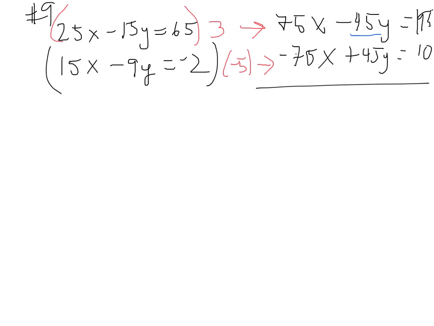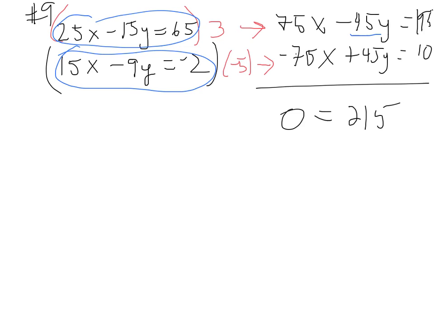I add the two equations and an interesting thing happens. Not only did the y's cancel out like I wanted to have happen, but the x's also cancel out. So on the left-hand side, I get 0. On the right-hand side, I get 215. When does 0 equal 215? The answer is never.